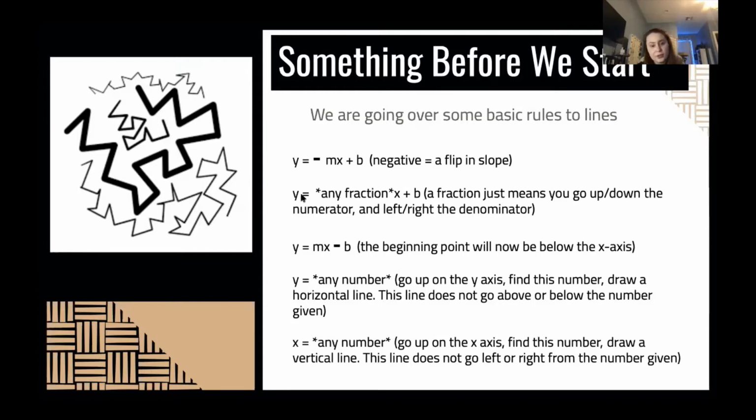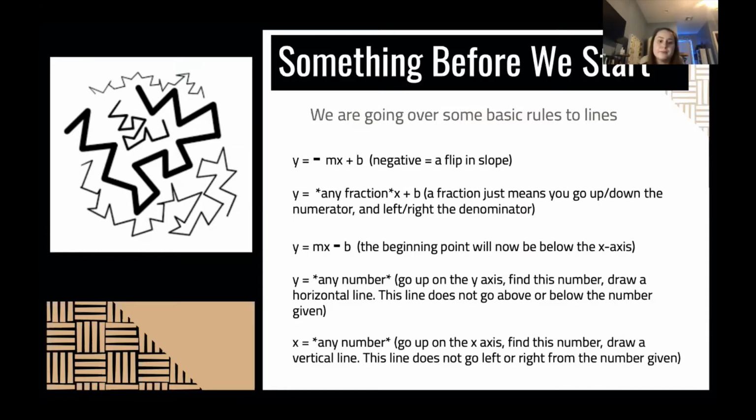Then another basic rule is y equals any fraction x plus b. When you have a fraction, you go up and down the numerator and left and right the denominator. That's just a basic one. Since 2 is also known as 2 over 1, you're going up 2 over 1. But if it's 1/4, you go 1 up, 4 to the right.